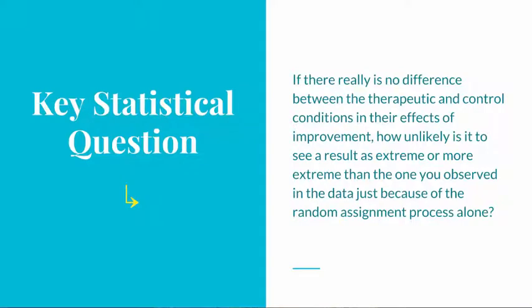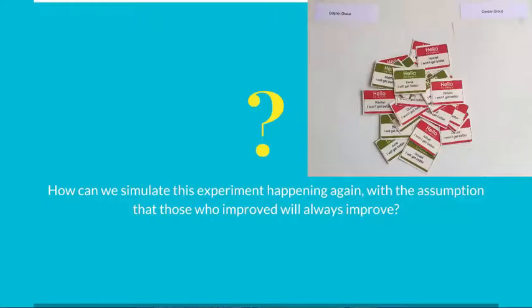The key statistical question we should ask is that if there really is no difference between the therapeutic and control conditions and their effects of improvement, how unlikely is it to see a result as extreme or more extreme than the one we observed in the data just because of the random assignment process alone? How can we simulate this experiment happening again with the assumption that those who improved will always improve?